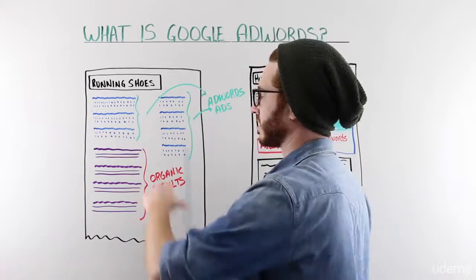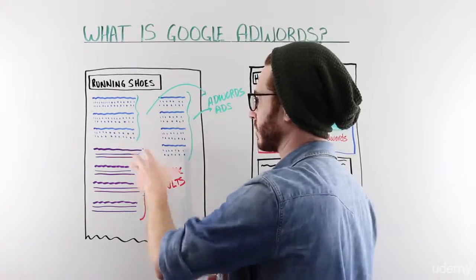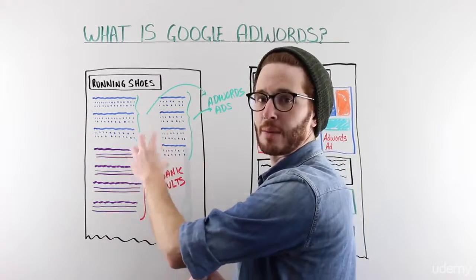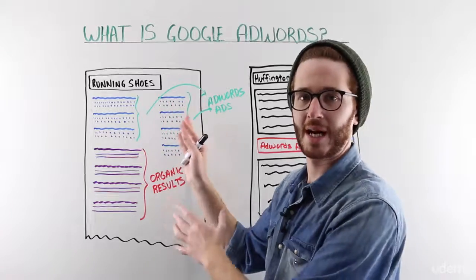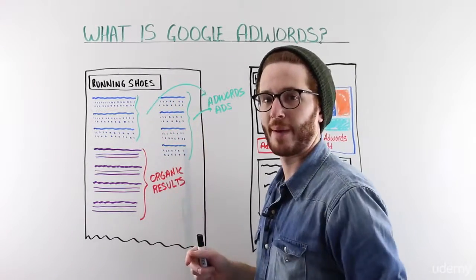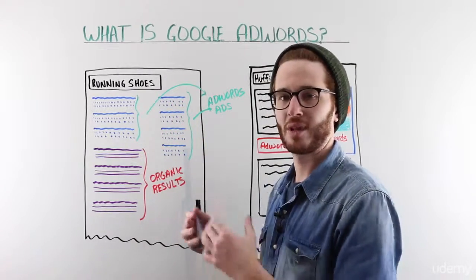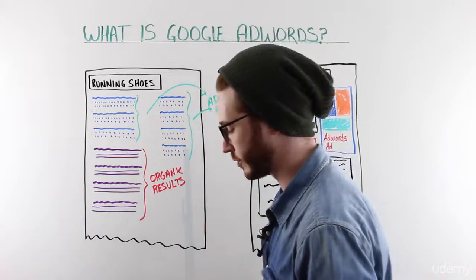This is AdWords, the top 3 results and the side of the page. These are AdWords ads. If you click, somebody pays, and Google makes money. So that's what it looks like on the search engine results page. And we'll take a look in a minute at what that looks like in an actual search engine results page.